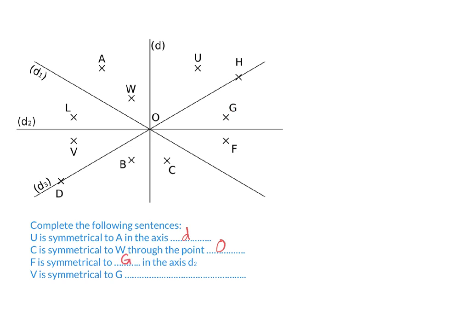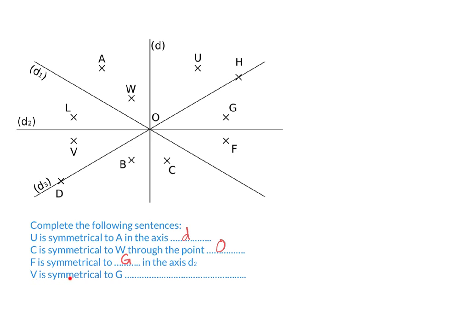F is an interesting one because if you look at here, F reflects to V in the axis D. F reflects to L through the point O. So F is all over the place. So make sure you get the right reflection for the statement that you're given.